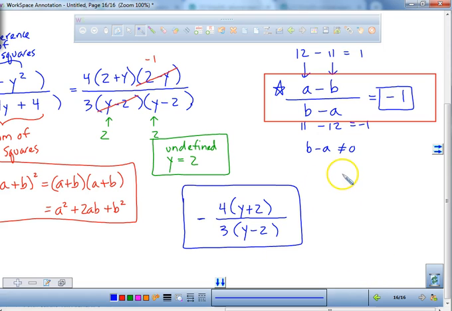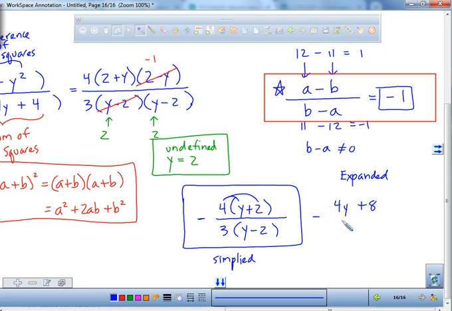Now, here's the one thing you got to be careful of. Sometimes they're going to ask you for what is the expanded answer. This is simplified. This is correct. And I'm going to type this in, and I'm going to get it right. But if they ask you for an expanded answer, then you better expand it, which means you got to do 4 times y, which is 4y, and 4 times 2, which is 8.